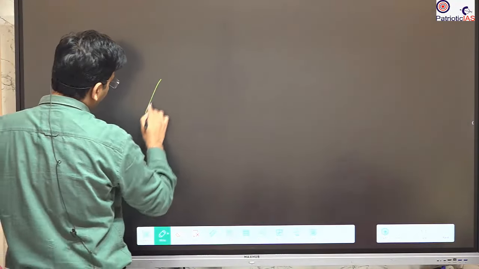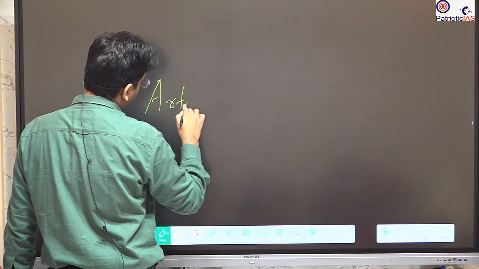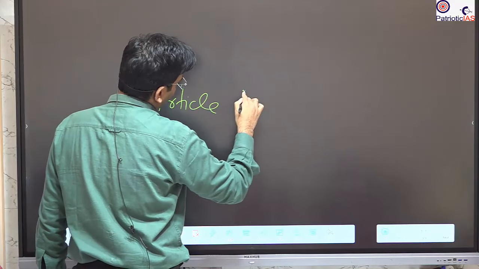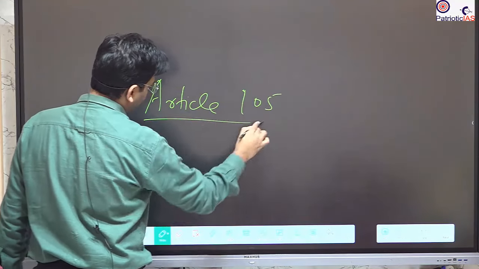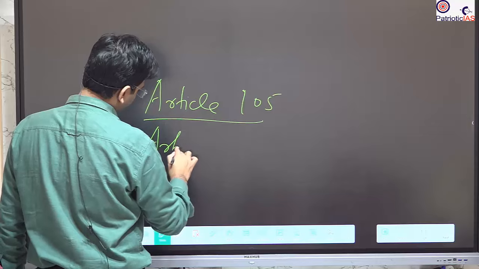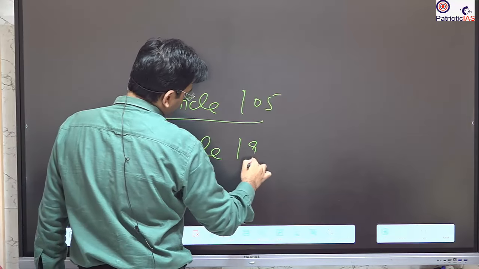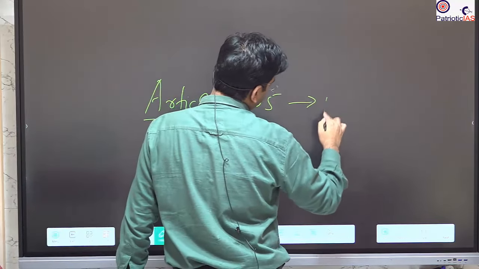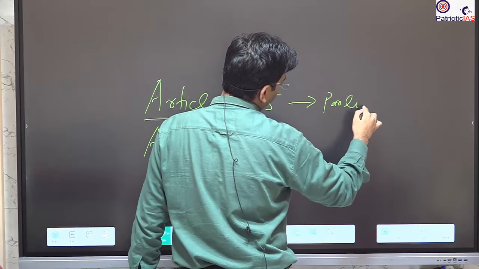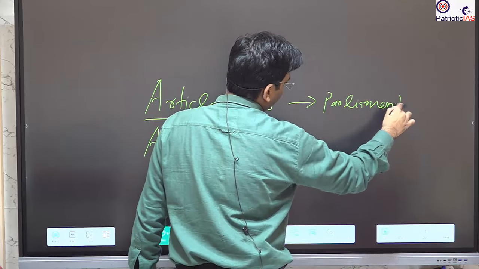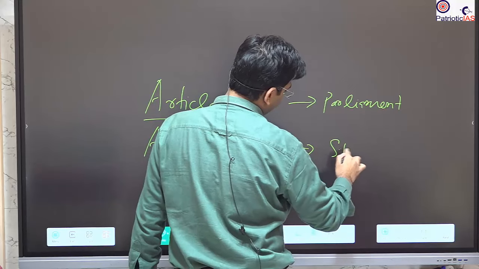Article 105 is for the Parliament and Article 194 is for the state legislatures.